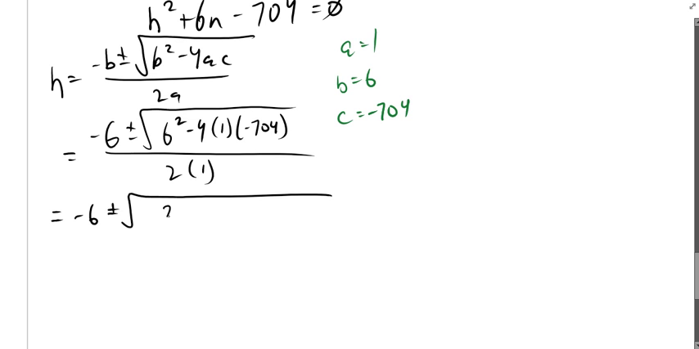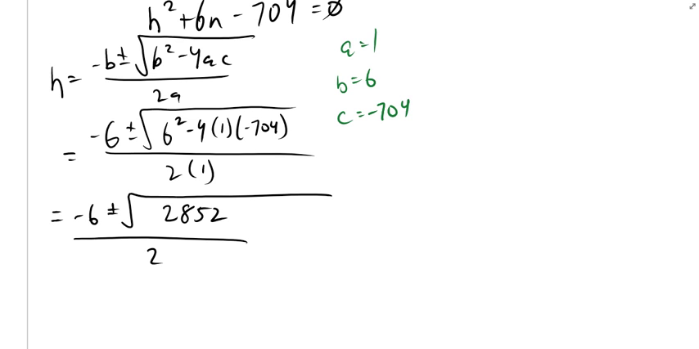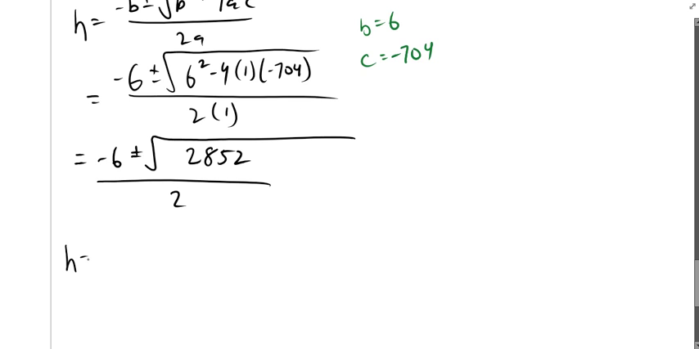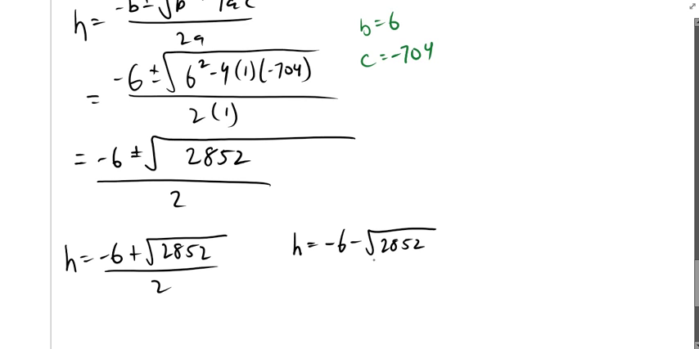I got root 2852. You want to check that and make sure that that's right? I said this before, I think. No need to try to reduce that for a word problem. It's not useful to us. We're trying to get the dimensions, so we don't need an answer that's got a radical in it. So this is just h equals negative 6 plus root 2852 over 2, sorry, and then h equals negative 6 minus root 2852 over 2.